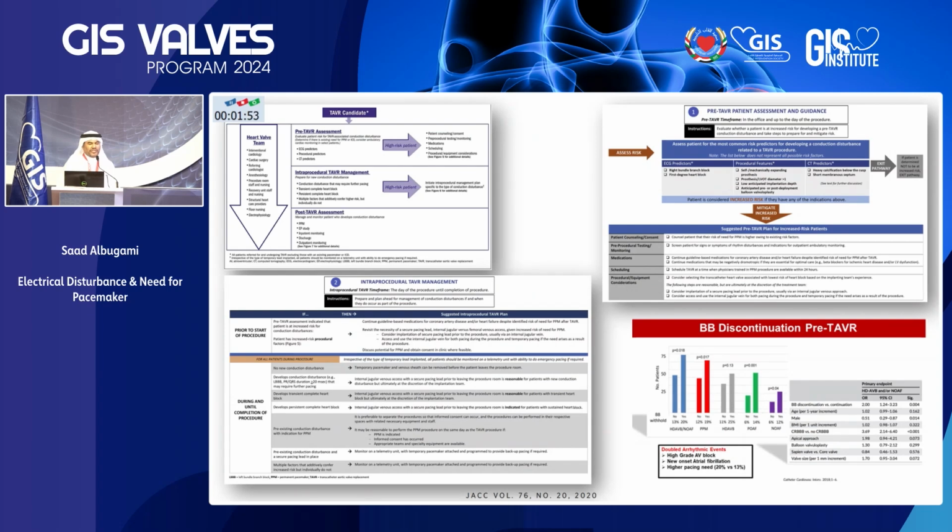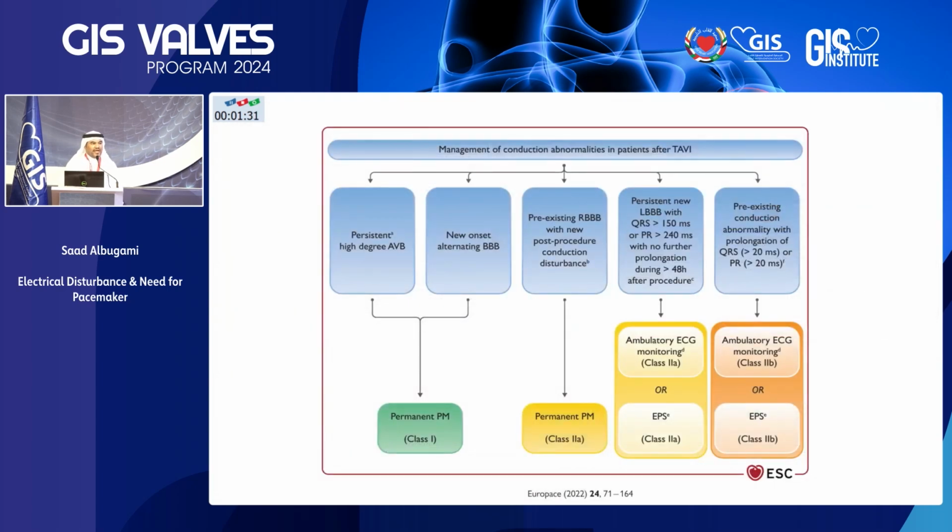An update of these guidelines has been published, and it is only similar, but it actually gives reference to the continuation of a beta blocker if the patient is taking this medication. It should not really be stopped, because stopping this medication can lead to a higher rate of complete heart block and arrhythmia post-procedure. The European guidelines have a simplistic approach, but in a similar way.